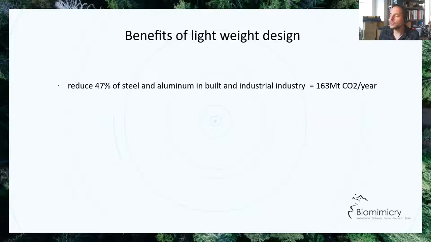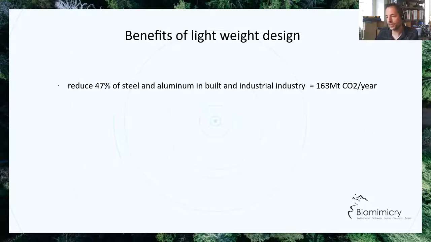That's worldwide. So this would be 163 million tons of CO2 you could save per year. When you talk about big numbers, I always give some comparison. 163 million tons is a big number, but this is about four times the whole CO2 production of Switzerland. Switzerland is a small country, but this is from the whole world, like the steel and aluminum from the whole world, compared to the four times as much that you could save.